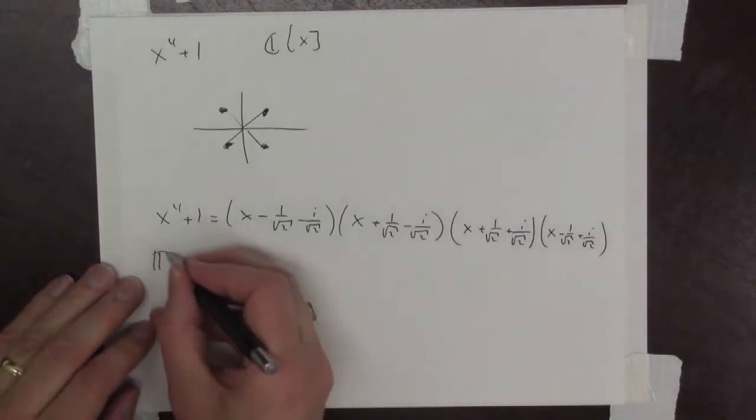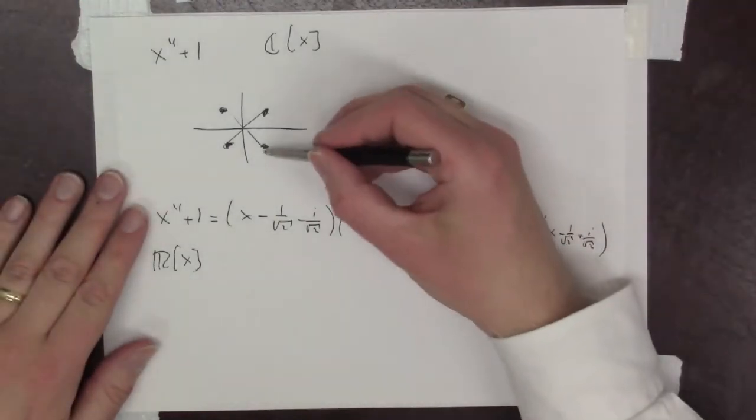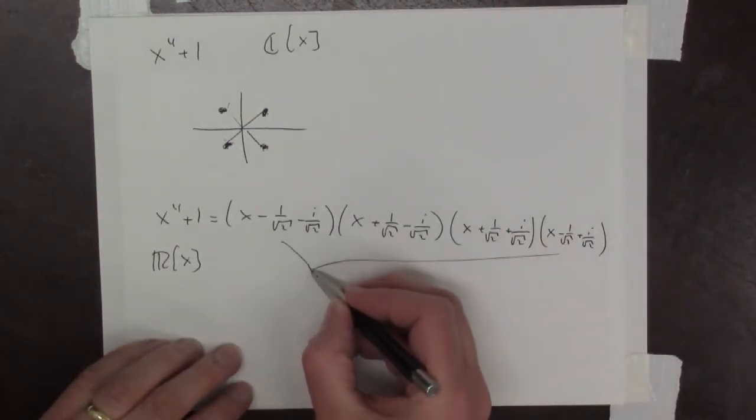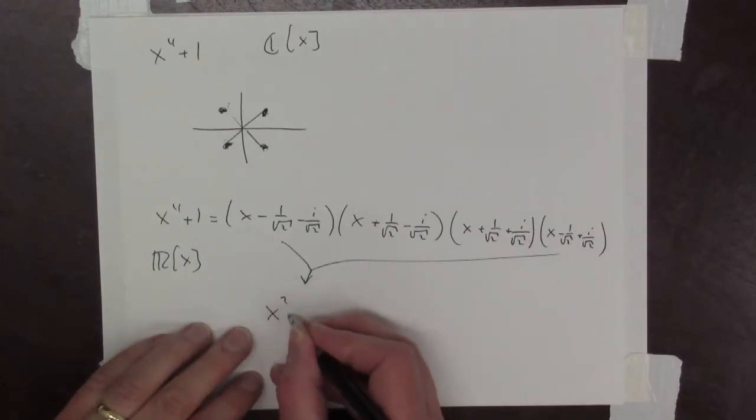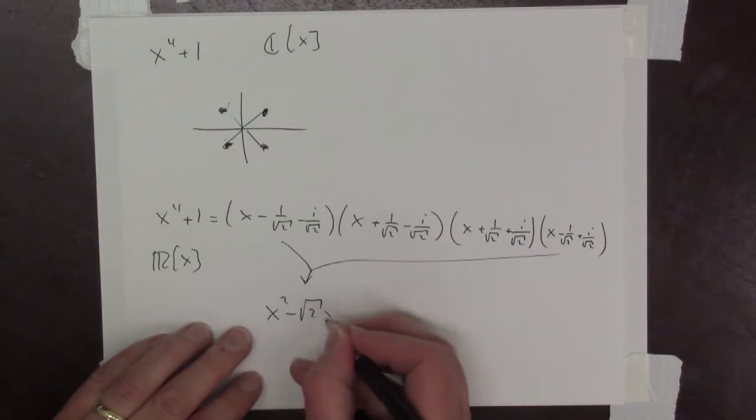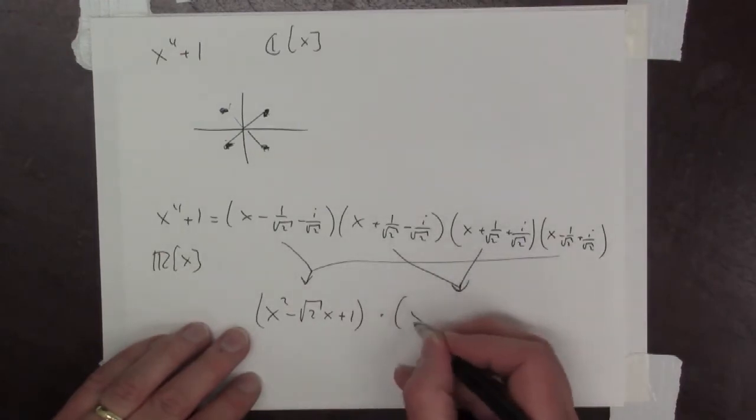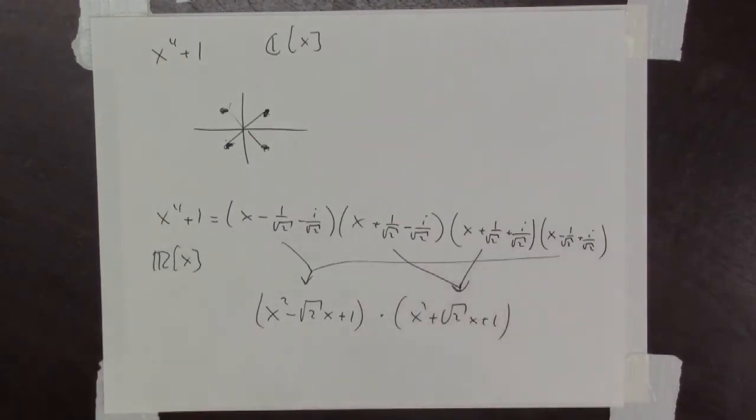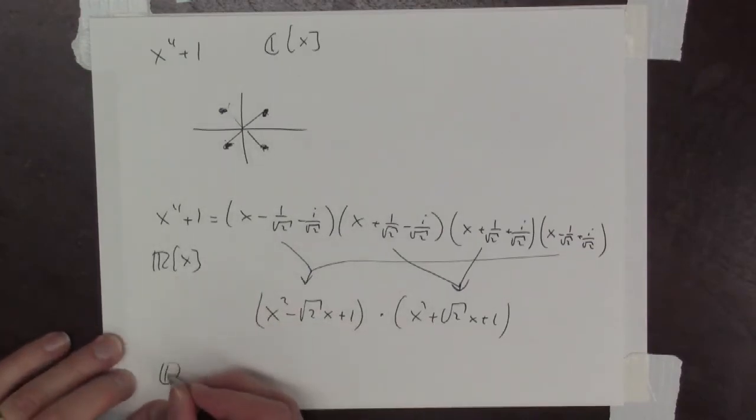Now, if I go over to the reals, you have to combine the complex conjugate roots. I'm going to combine that one and that one, and multiply this together. Then I get something like x squared minus square root of 2 x plus 1, I think so. And combine these two, multiply them out. I think I get x squared plus square root of 2 x plus 1. So this is the factorization over the reals, and then over the rationals.